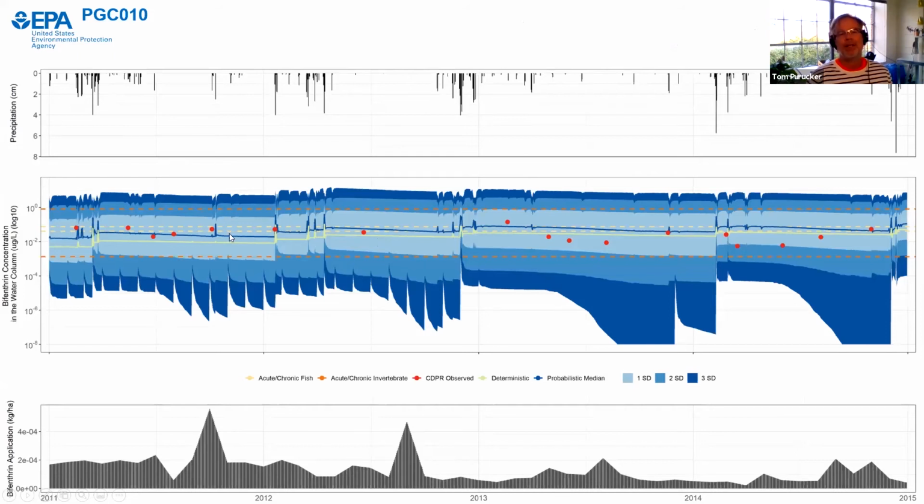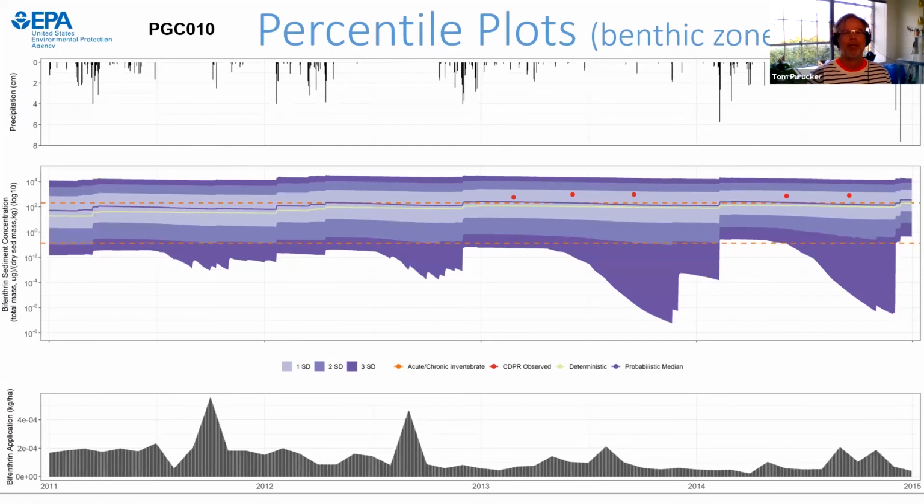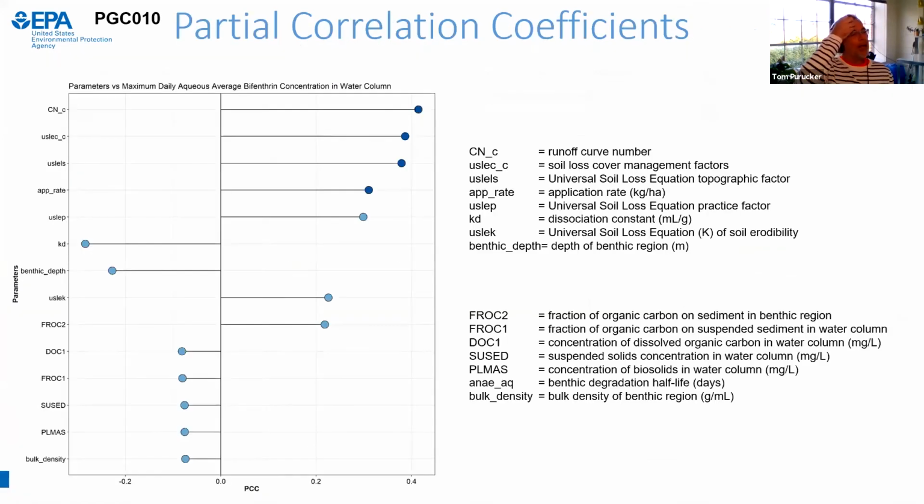But we see that although we underestimate a bit in some of these simulations, especially early on, across the 5,000 simulations, that is plus or minus 1 standard deviation, most of the data is falling within 1 standard deviation of the median. So we were pleasantly surprised by the performance of the model here. And then we also did some sensitivity analysis.